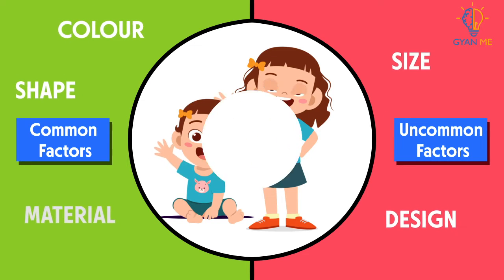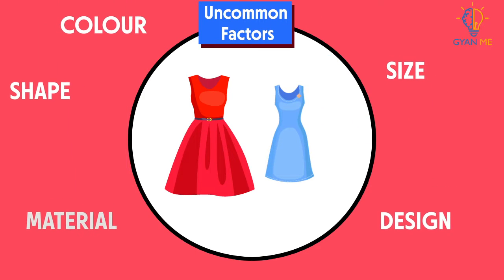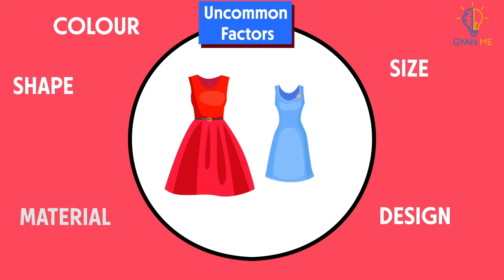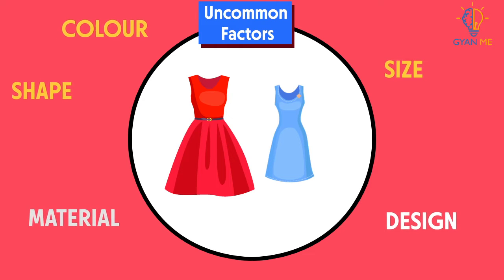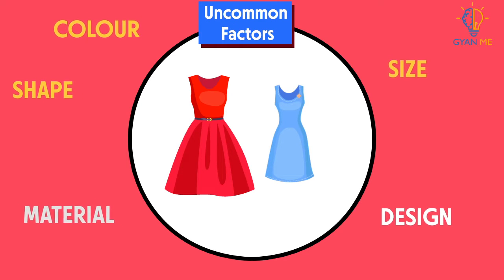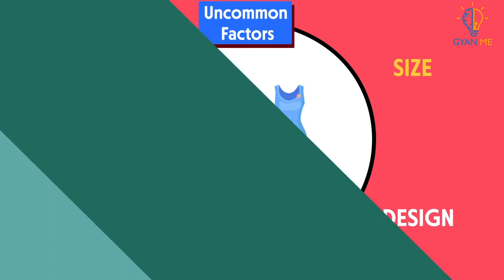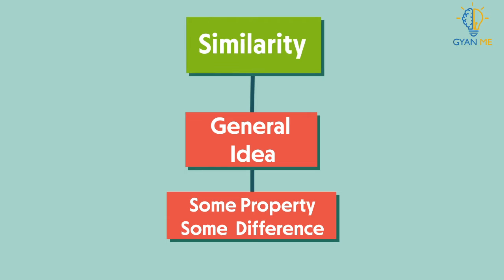Now suppose we consider these two dresses. Are they similar? No, of course not. They are altogether different. As you can observe, they don't have anything common between them. Neither their shape is same, nor their color, size or texture. That is, they have nothing in common between them. Therefore, we can say that for two things to be similar, there should be some properties or characteristics common or same between them. So students, this is a very general idea about similarity.